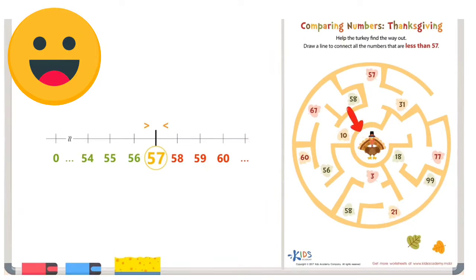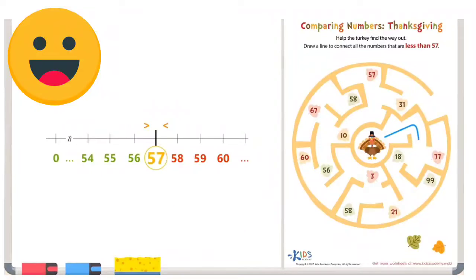Let's start at the turkey, okay? And he's trying to find his way out. So let's come on out, okay? And let's see which direction to go. Now, do we go to the 18 or the 77? Is 77 less than 57? No, it's greater than 57. It's bigger than 57. So let's look at this one.